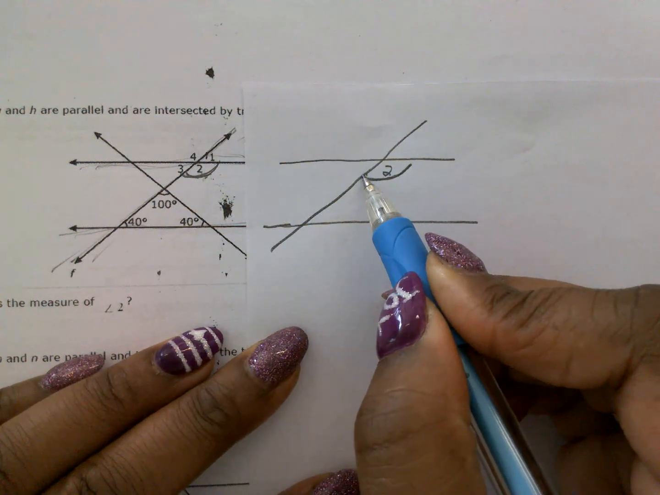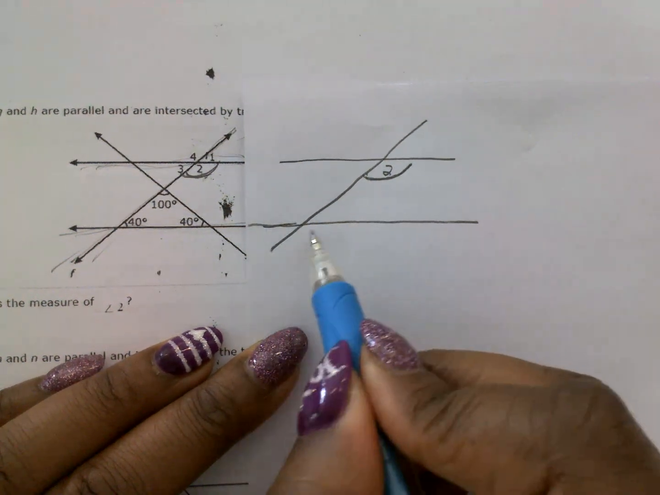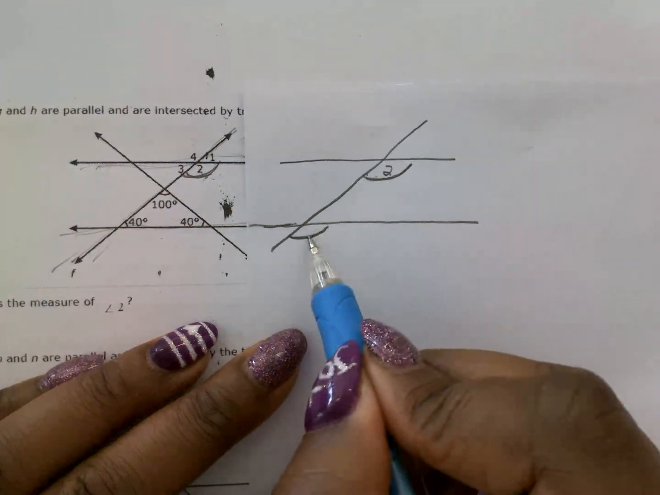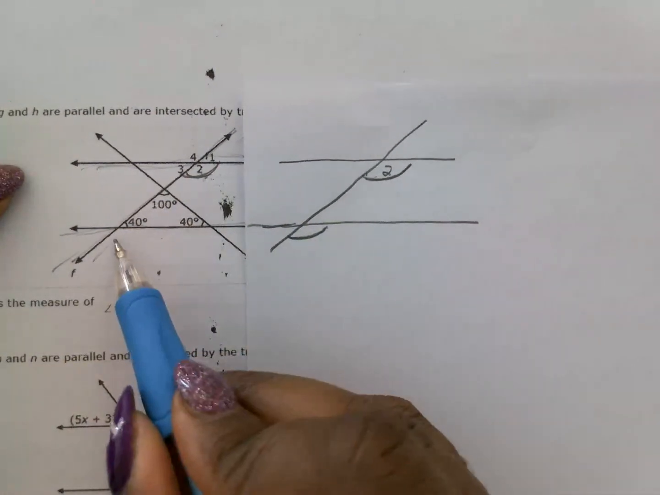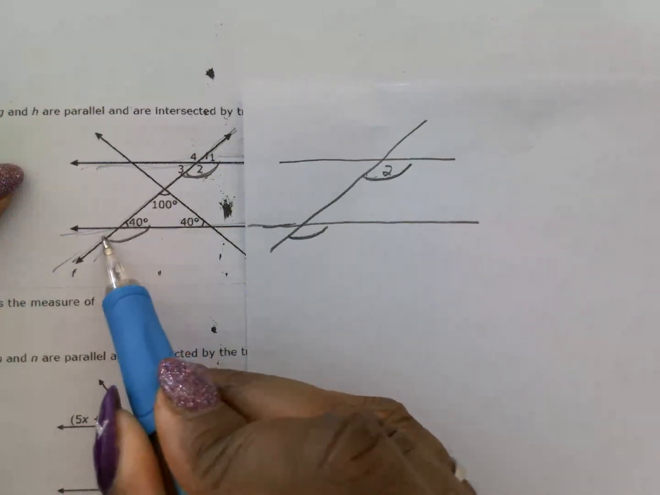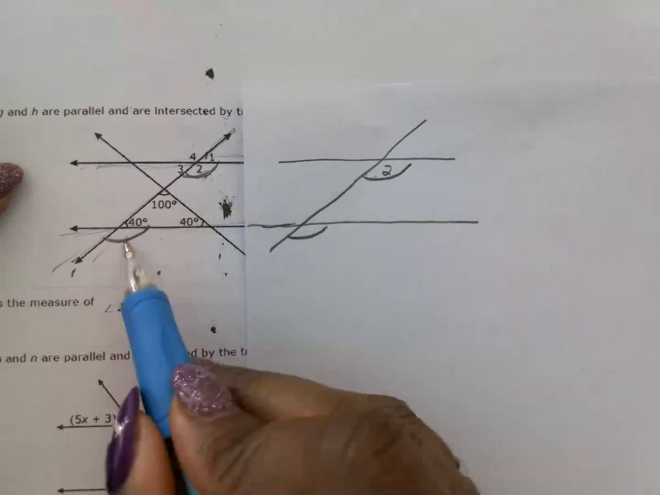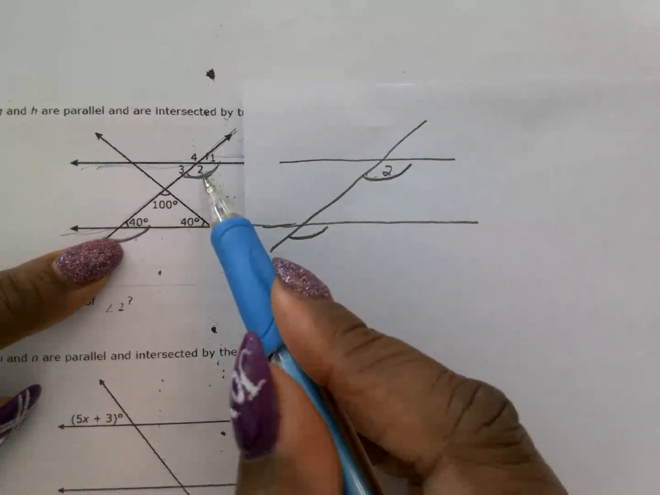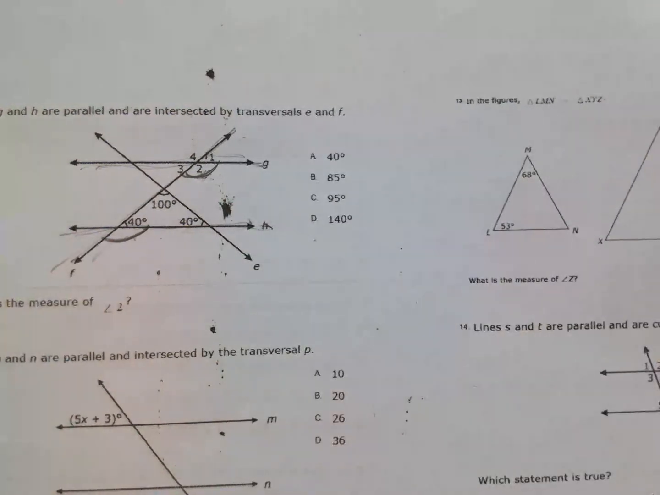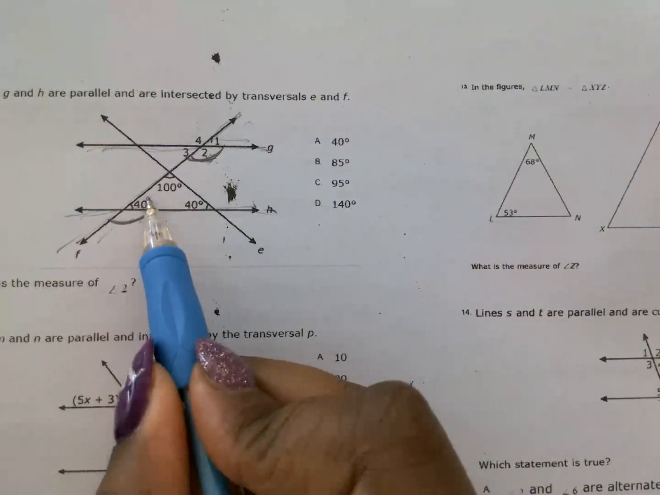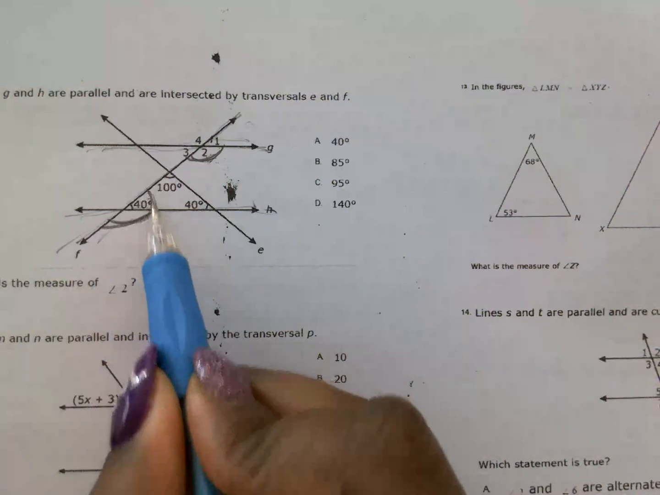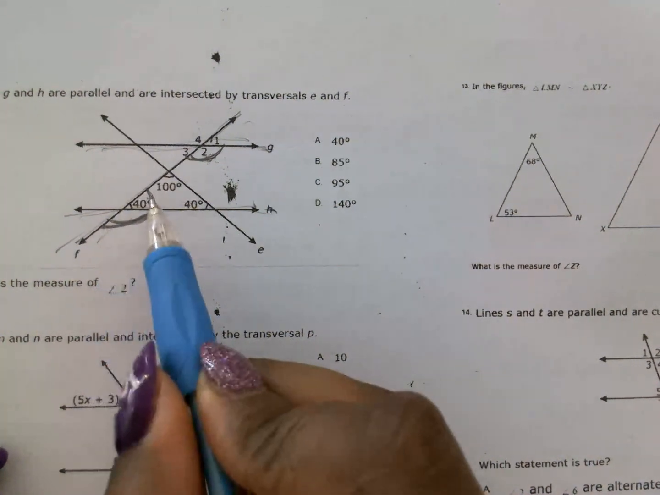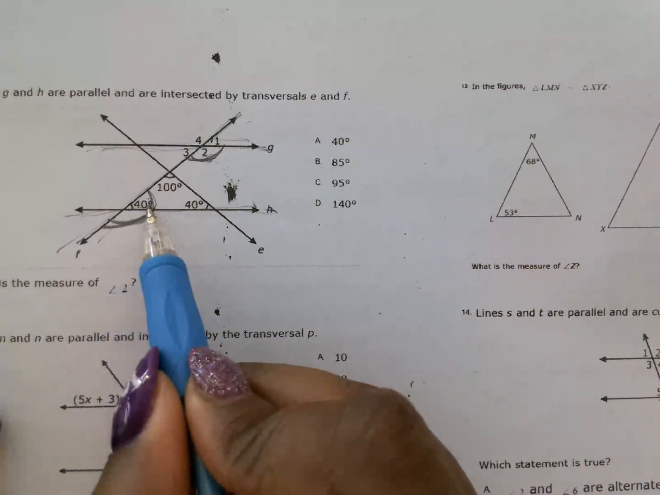What other angle is going to be similar to that? It's going to be this angle down here. These 2 angles correspond, so they are the same measurement. If I can find this one, then that's the same measurement as angle 2. Right beside it is 40. These 2 angles down here combined is 180. So all I have to do is say 180 minus 40, and that'll give me my answer.